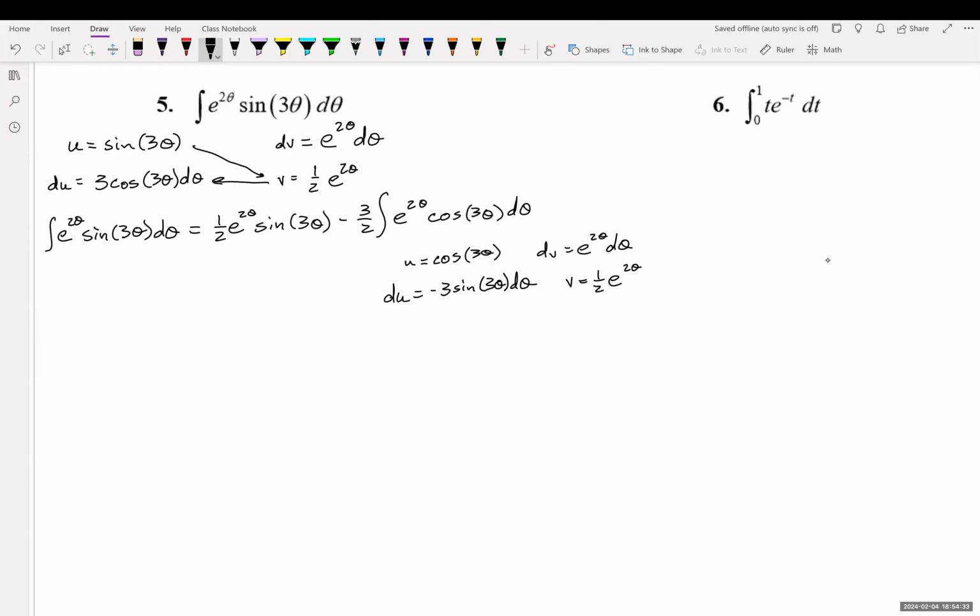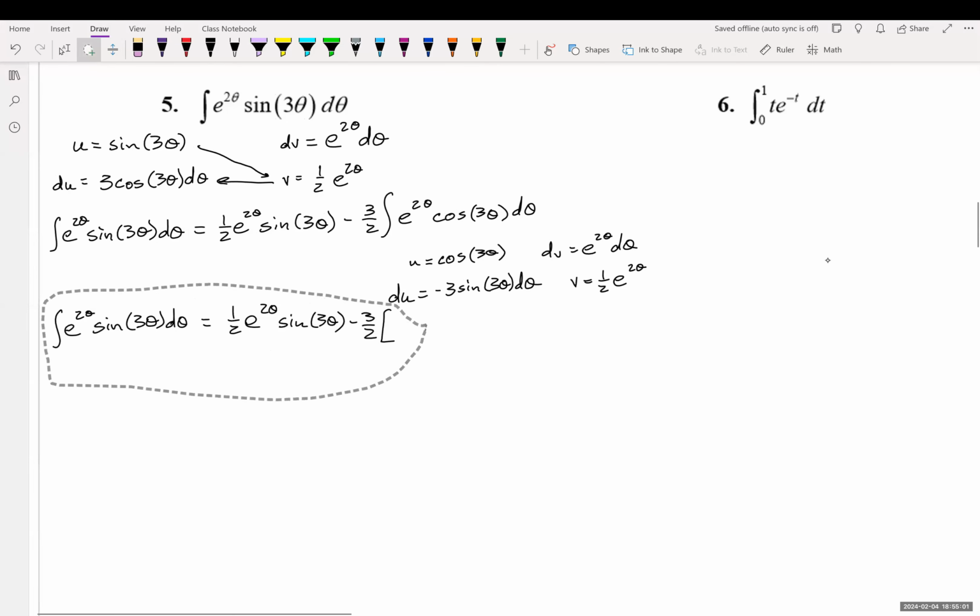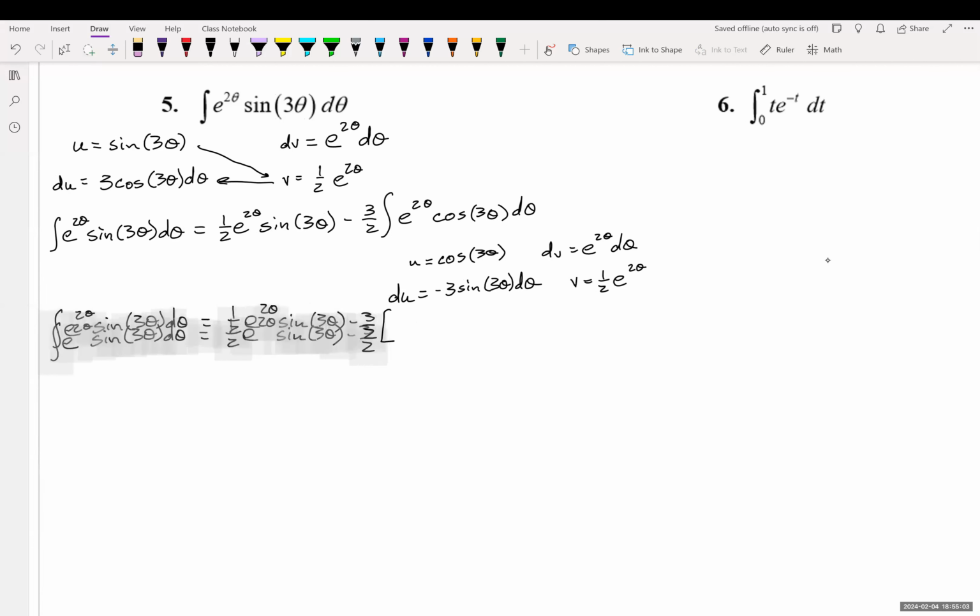Like that. And so let's go ahead and rewrite all this. So I'm actually going to copy this again. You'll see why in a moment. But we've got the integral of e to the 2 theta sine 3 theta d theta equals 1/2 e to the 2 theta sine 3 theta minus 3/2, and then we're going to need to multiply all of that. I should say the 3/2 times whatever our integral is going to become, right?